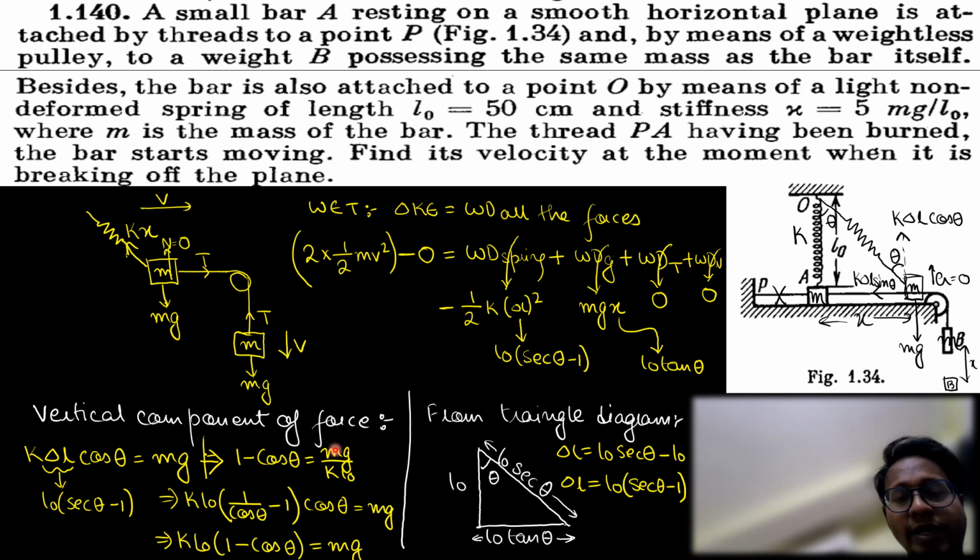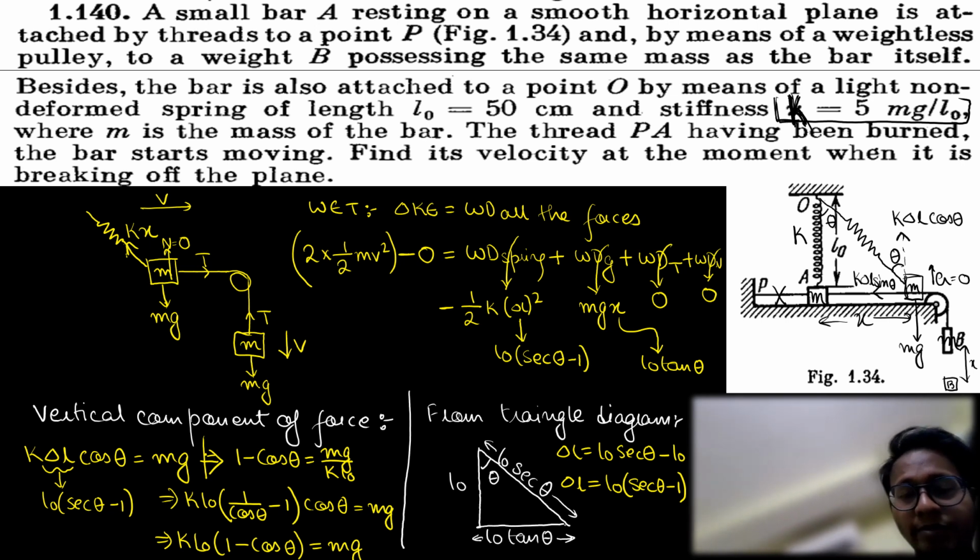So what is the value of mg? M is the mass of the bar, which is not given. G is acceleration due to gravity. K is nothing but 5 mg by L naught. Out here Irodov uses x, I am using K, where K is the spring constant. K is nothing but 5 mg by L naught. So out here I'll use K as 5 mg by L naught.